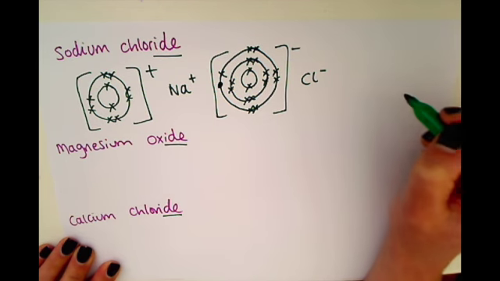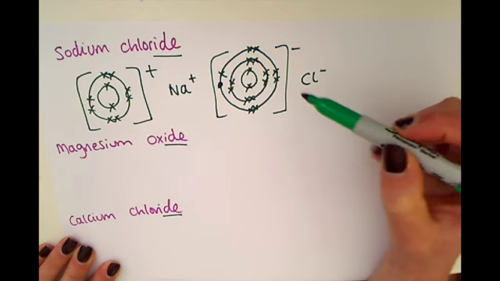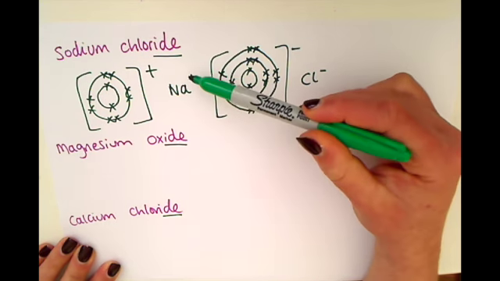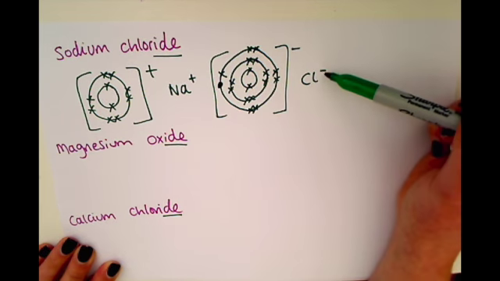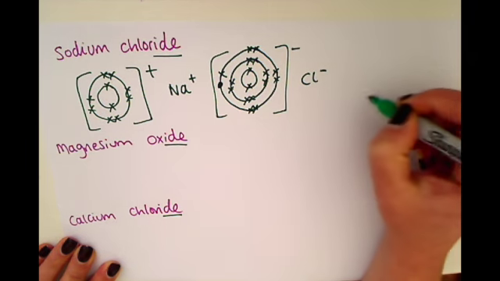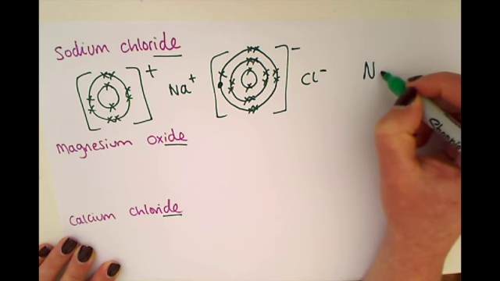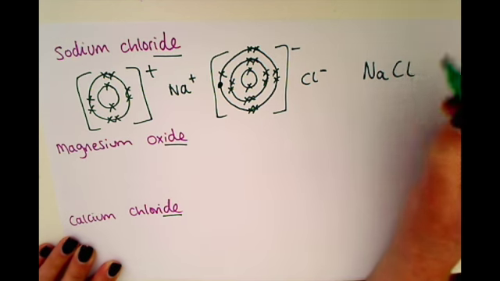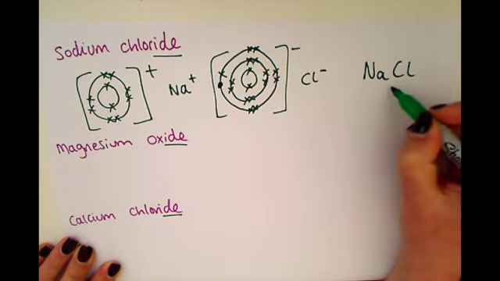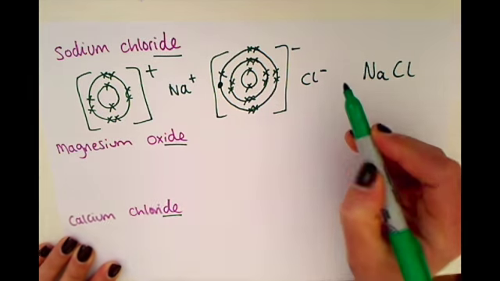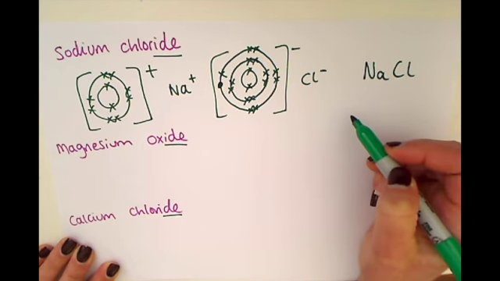And if we were to write the compound formula for sodium chloride, sodium has got a +1, chlorine has got a single negative charge, so together they would make NaCl, because you just need 1 of each. You wouldn't need any numbers here, because 1 plus balances out with 1 minus.